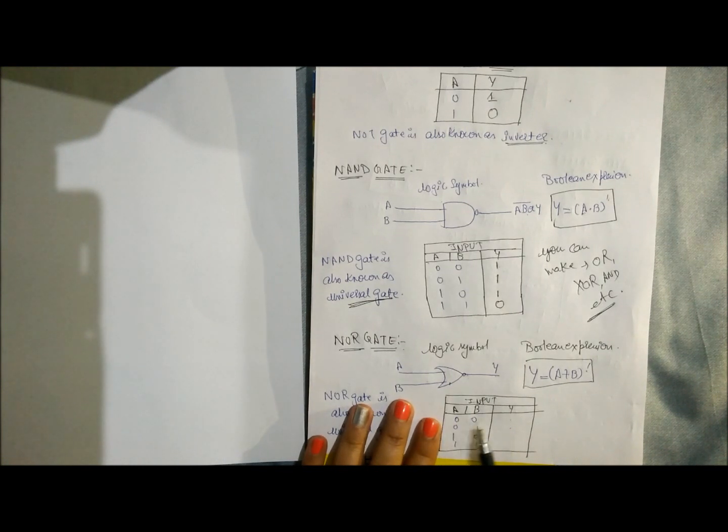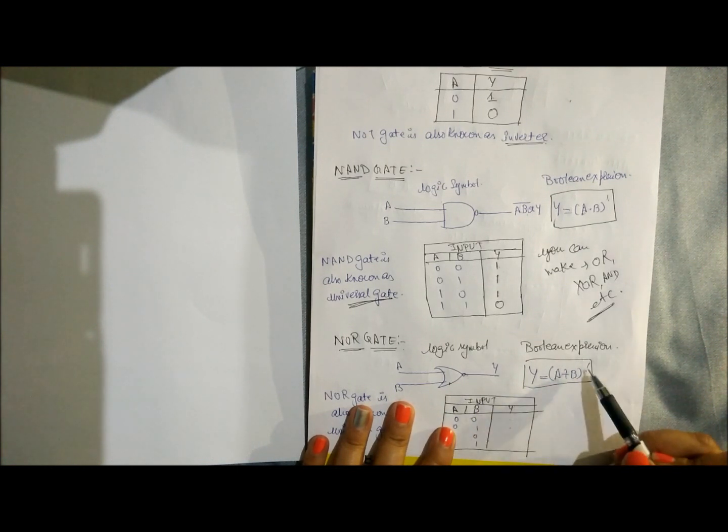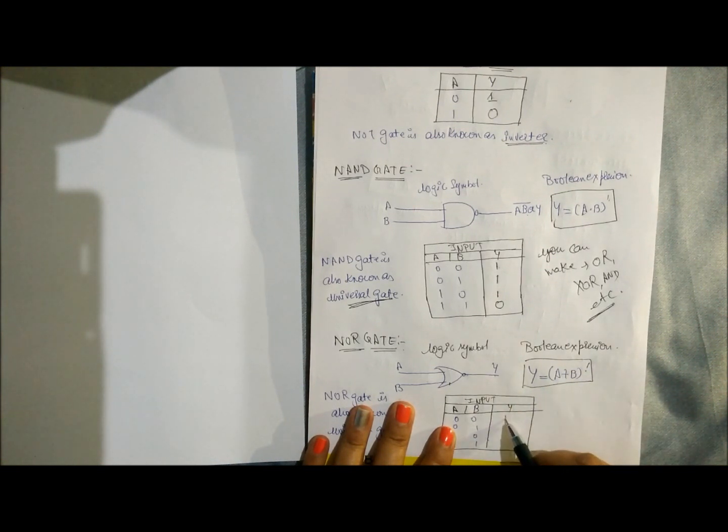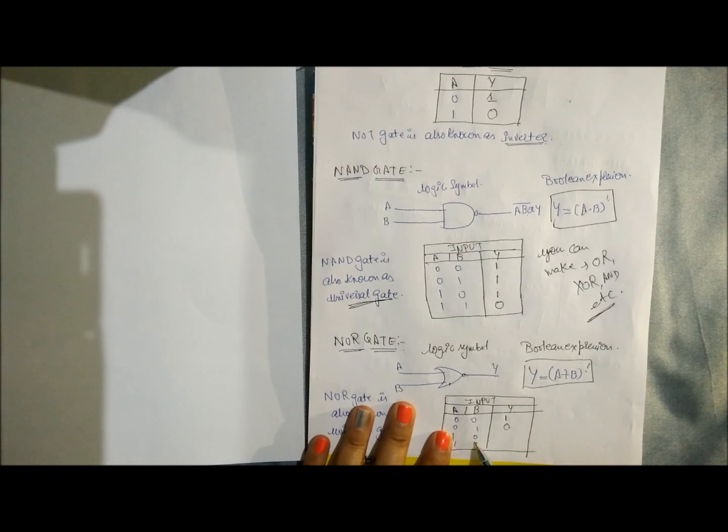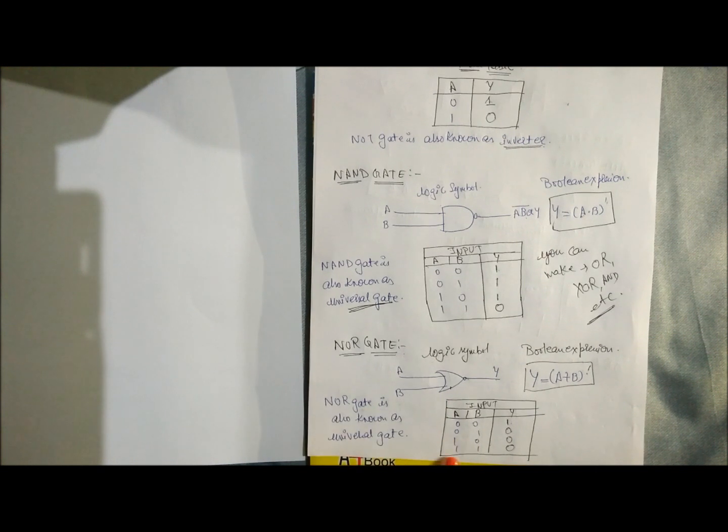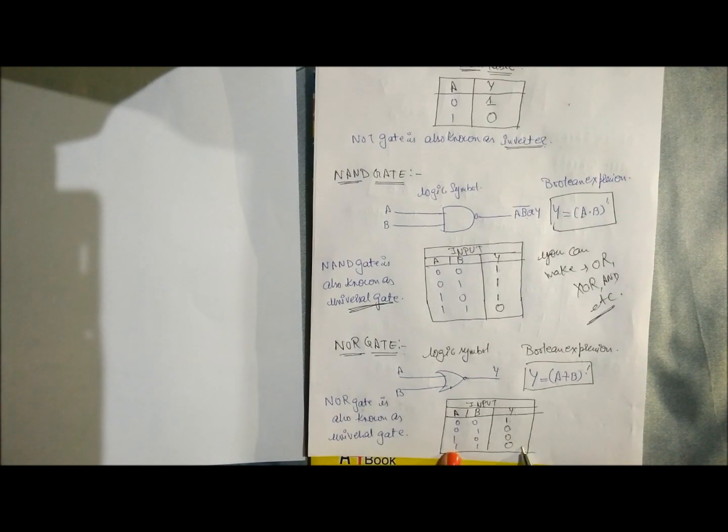These are the inputs 0 0, 0 1, 1 0, 1 1, and the output for the NOR gate will be, you can see 0 plus 0 is 0, but because it is the inverse, the output will be 1. 0 plus 1 is 1 but the output will be 0. 1 plus 0 is 1 but the output will be 0. 1 plus 1 is 1 but the output will be 0. This is the truth table for the NOR gate, and NOR gate is also known as universal gate.